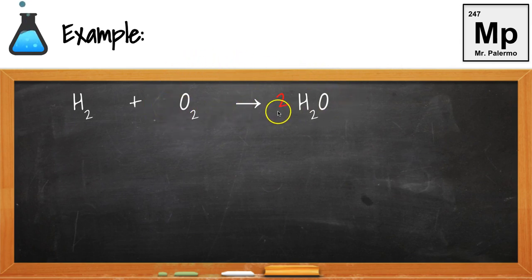But now let's look at the hydrogen. Since I have 2 here, 2 times 2 gives me 4 H's on my product side, but only 2 right now on the reactant side. So what could I put in front? I could put a 2 coefficient. 2 times 2 gives me 4, 4 H's, 2 O's, 2 O's. We have a balanced chemical reaction.